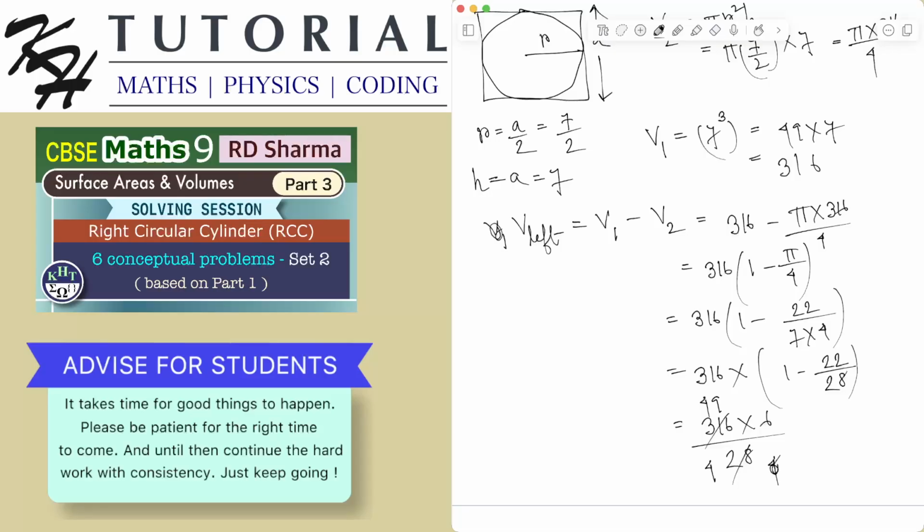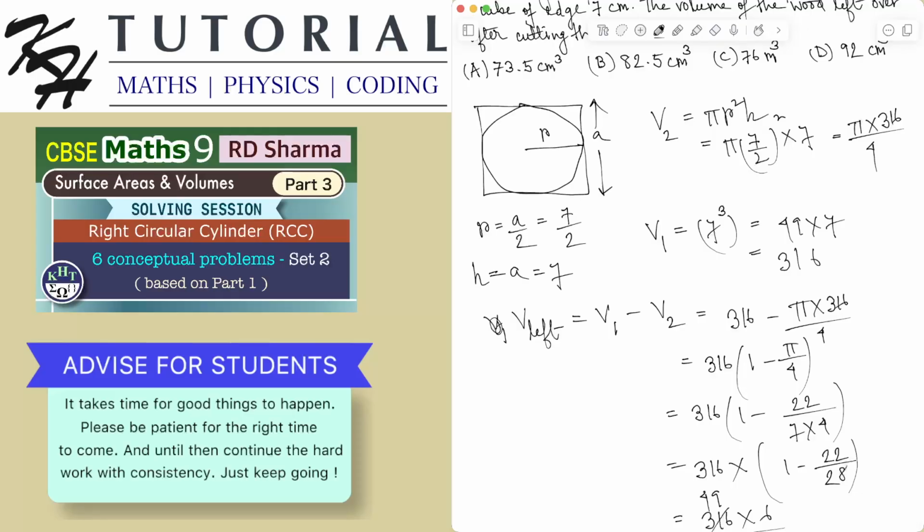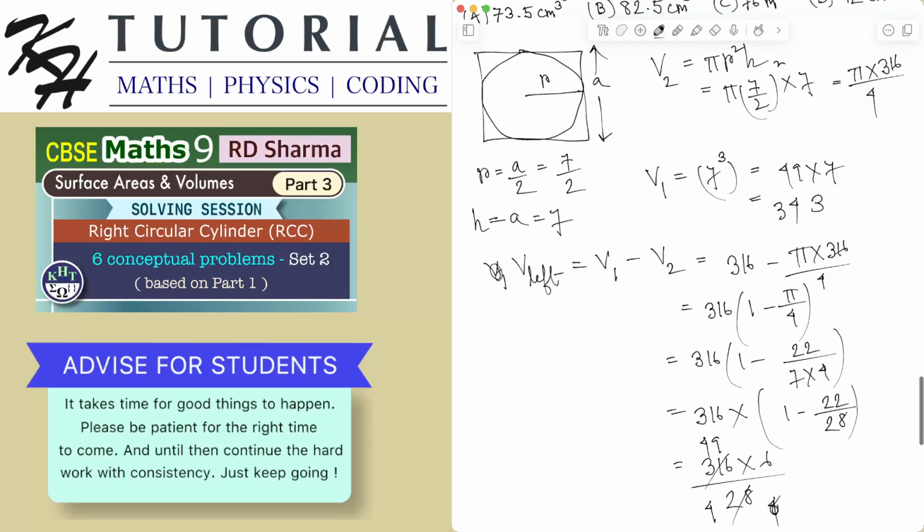What? No. 7 cube, 49 multiplied by 7, how can this be 316? 343. So these are all 343.